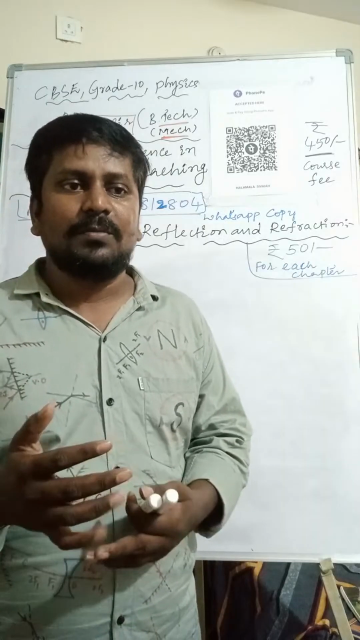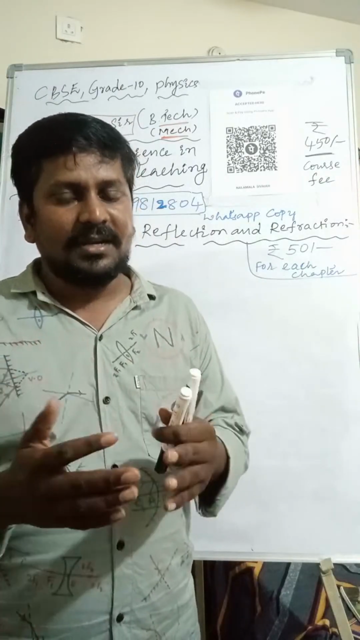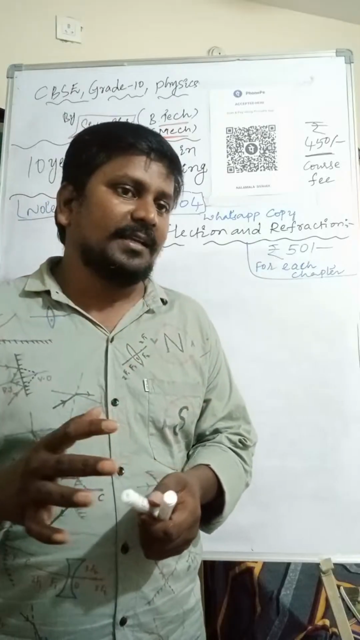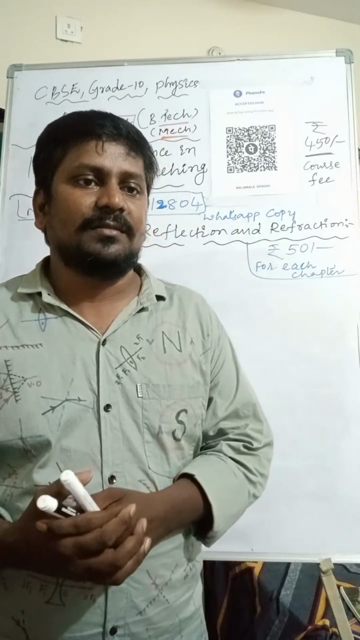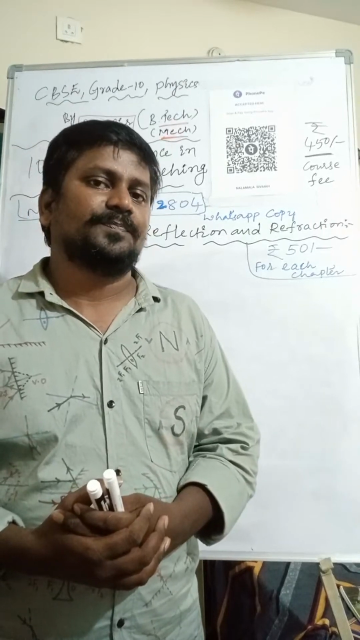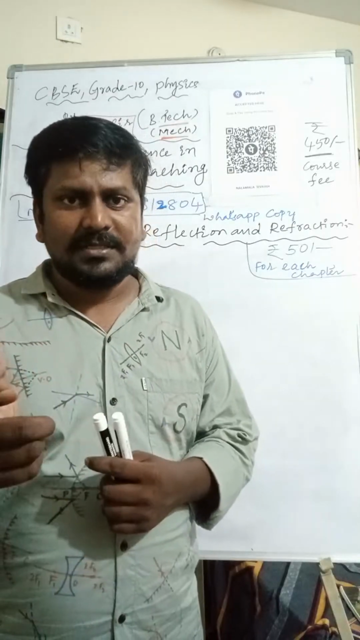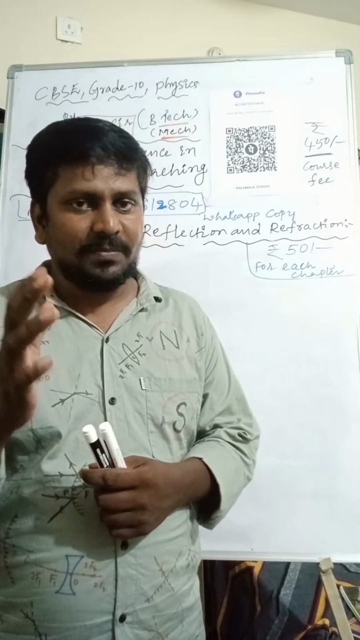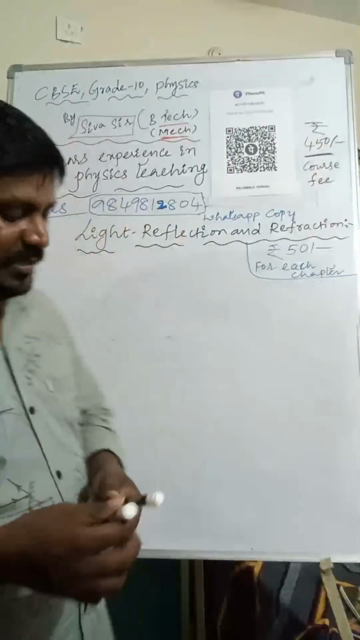Take a rough notebook, take a pen or pencil, scale, eraser, and practice whatever I'm drawing on the board. Then only will you get confidence in the subject. Otherwise, you will face problems. Take a compass also, and pencil, scale, eraser, sharpener. Keep it ready. Take a notebook, so you can draw along with me, then it is easy to learn.